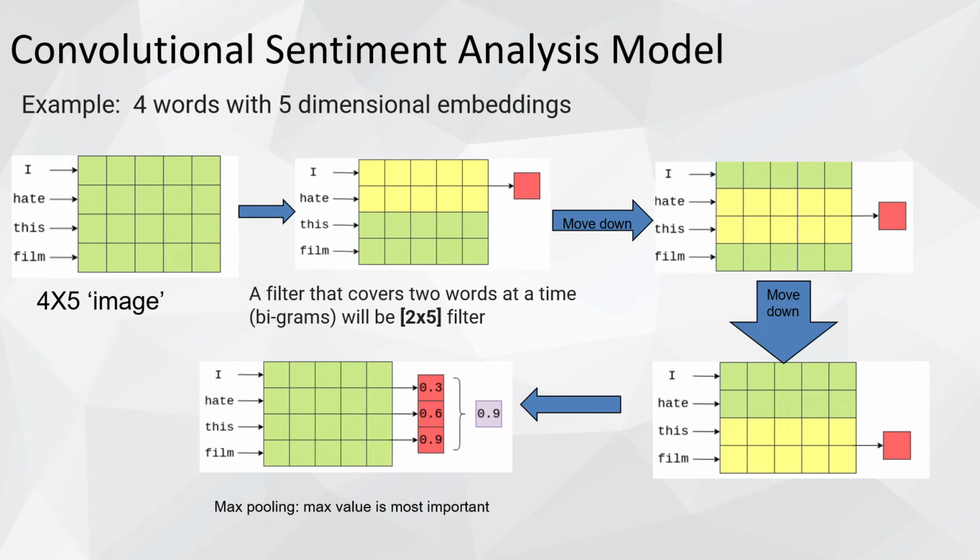Here we give an example of 4 words with 5-dimensional embeddings. Create a 4 times 5 image. Then a filter that covers two words at a time gets a feature. Move down the window, and every 2 words has a feature. Then we get a feature map 0.3, 0.6, 0.9. Using max pooling, we get the max value 0.9 because the max value is the most important.